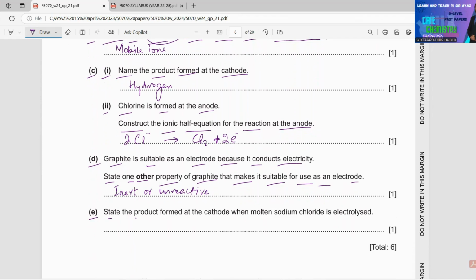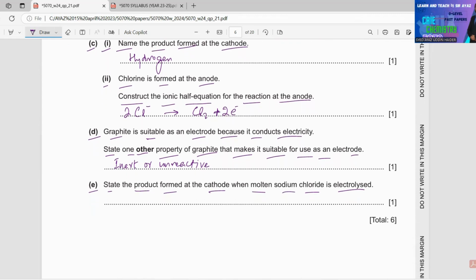Part E, state the product formed at the cathode when molten sodium chloride is electrolyzed. Now, you are only having sodium chloride. You are not having any kind of H positive ion or OH negative ion in the solution. So you are only having molten sodium chloride. In case of molten sodium chloride, you will get sodium at the cathode.